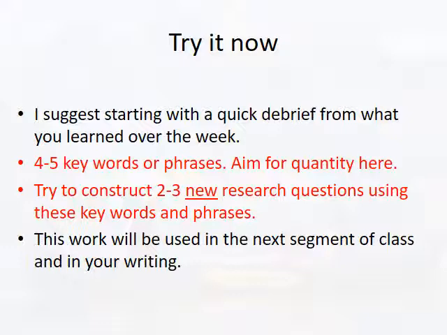The second part of the try it now is that you've had a chance to read through and get some of those keywords and key phrases together. Can you construct or reconstruct 2 to 3 new research questions using those keywords and phrases? What I'm hoping happens here is that you go back into your research questions from lecture 2 and now begin to add, quote unquote, that authority language into your research questions.